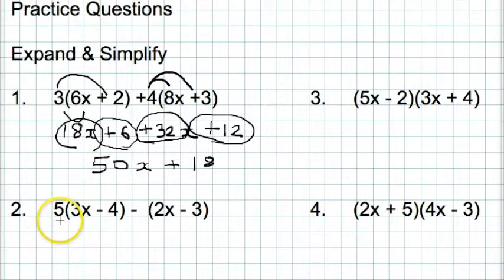Question 2. Start off again by doing 5 times 3x, which gives us 15x. And then 5 times negative 4 gives us negative 20.